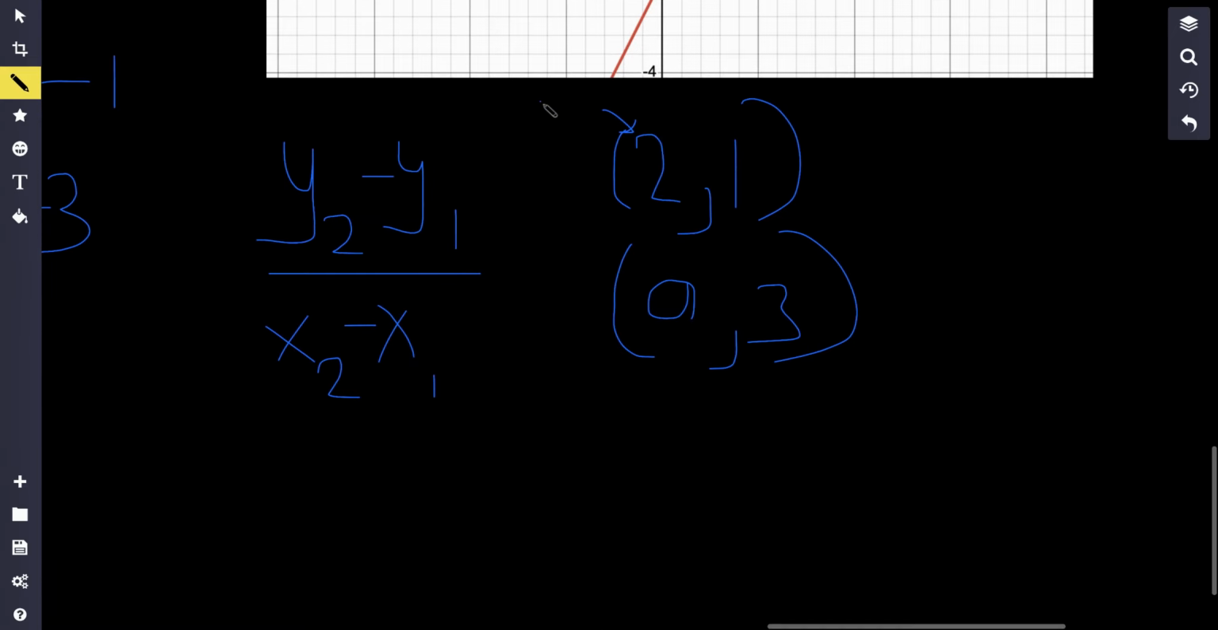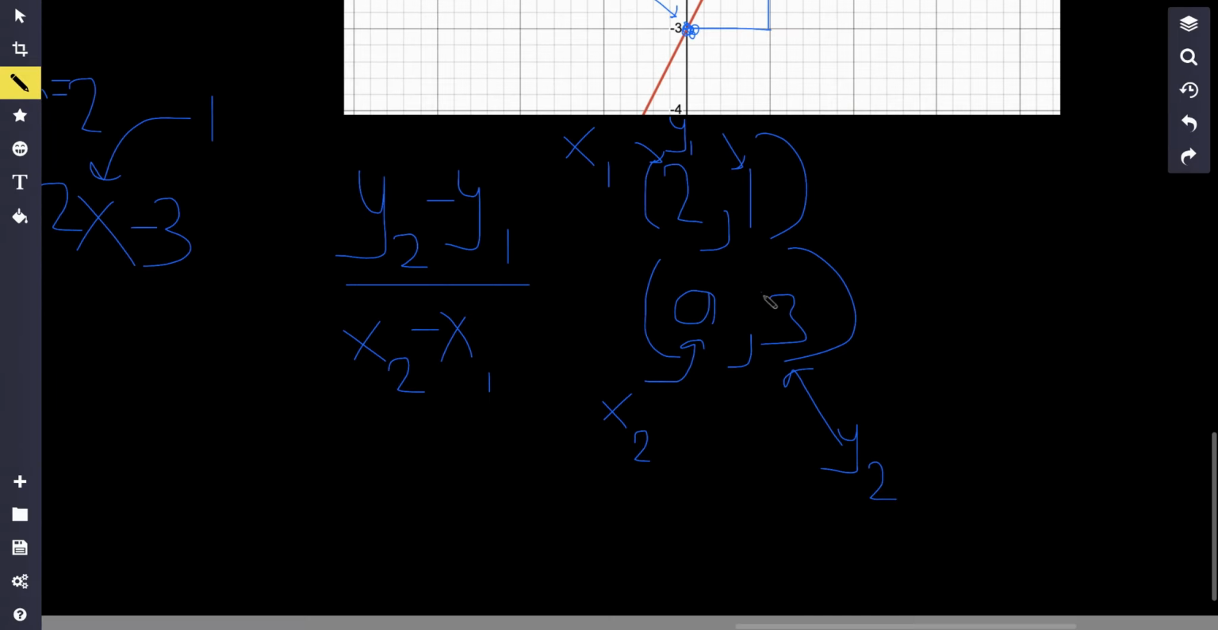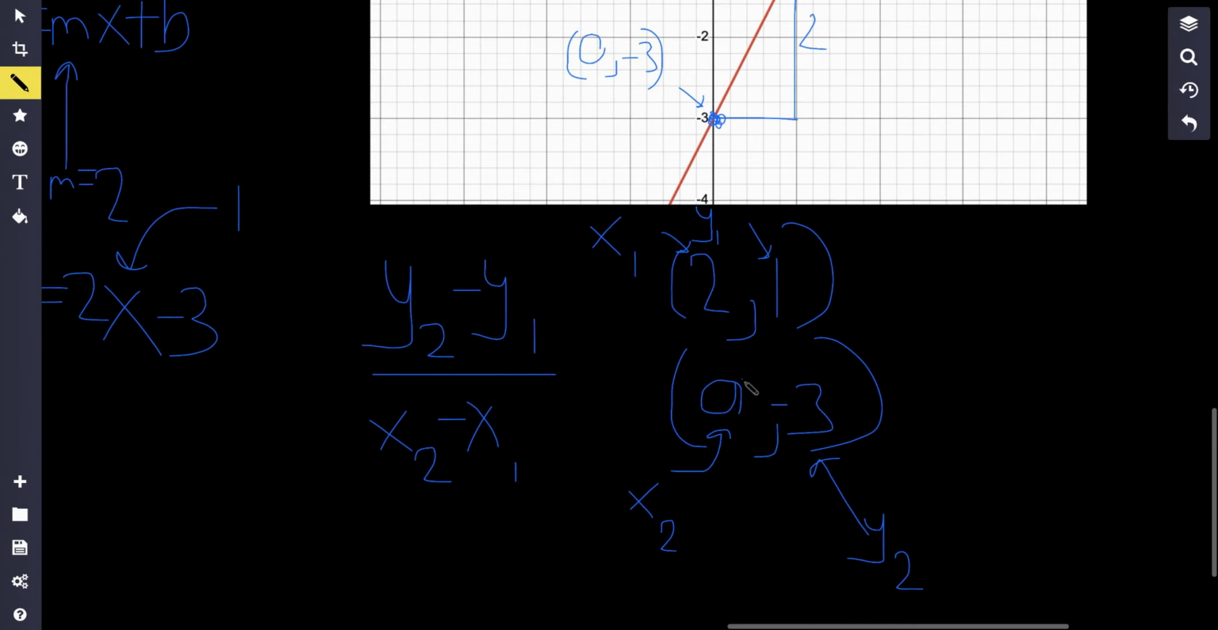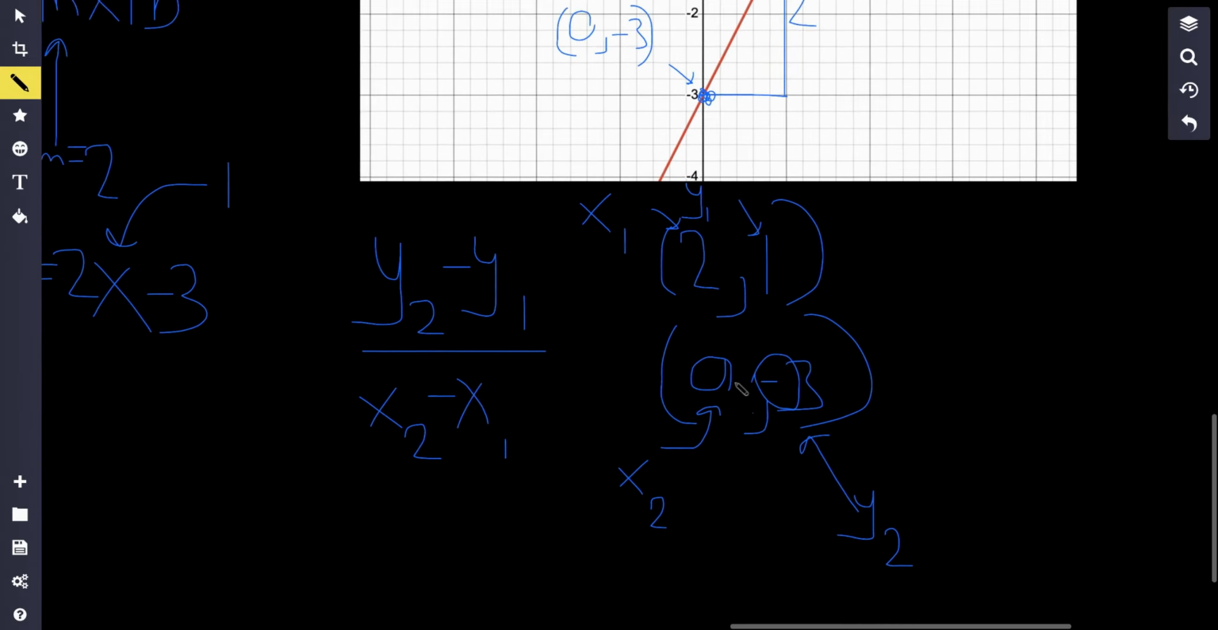So this is going to be the x value for my first point. This is going to be the y value for my first point. This is going to be the x value for my second point, right? And then this is going to be the y value for my second point, right? Once again, sorry, I forgot this negative sign.